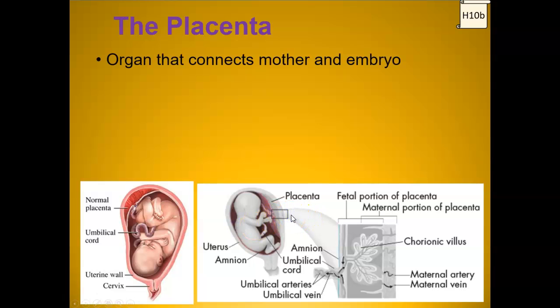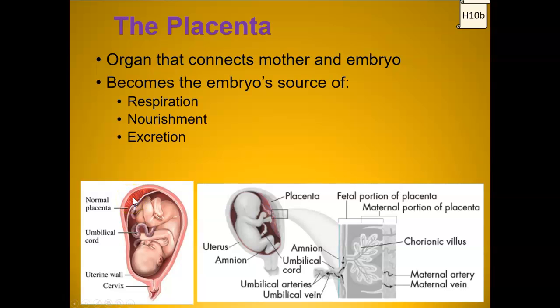The placenta itself is this organ that connects. So here's our placenta, connects the mother and the embryo. It's a mesh of both tissues there. It becomes the source of the embryo's respiration. So blood goes quite a bit between. Blood passes right next to each other between the mother and the infant there.